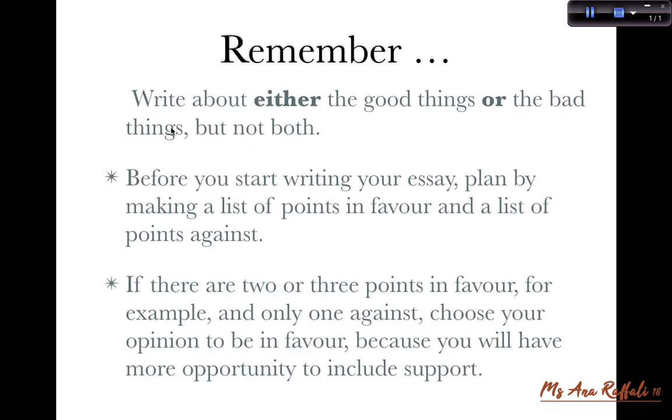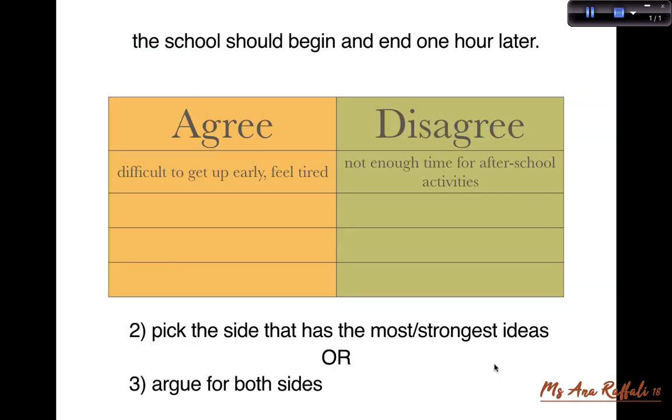Okay, key things to remember. You write about either the good things or the bad things, but not both, because that would be a different type. And before you start writing your essay, plan by making a list of points in favor and a list of points against. And if there are 2 or 3 points in favor, for example, and only 1 against, you choose your opinion to be in favor because you will have more opportunity to include support. If you have few ideas on one side, then try to avoid it. Now, the problem is when you don't have that many ideas, you only have a few. So you can consider writing or arguing for both sides, which is something that we'll look into later.